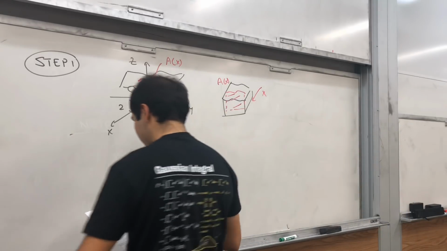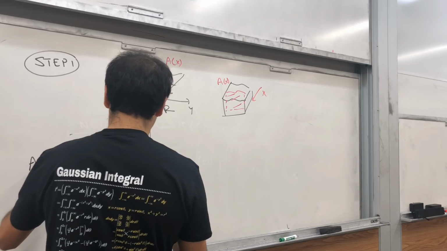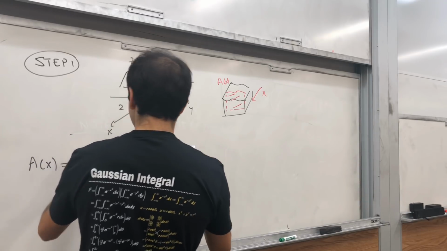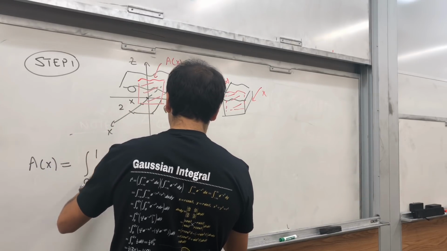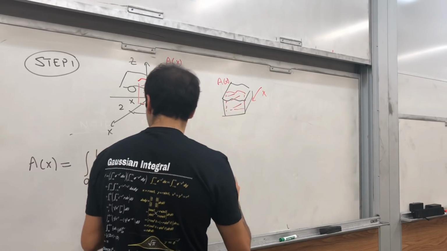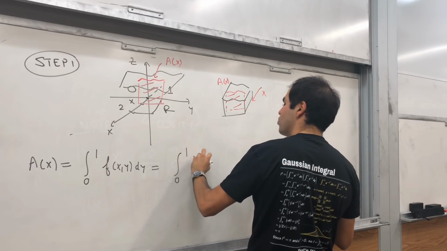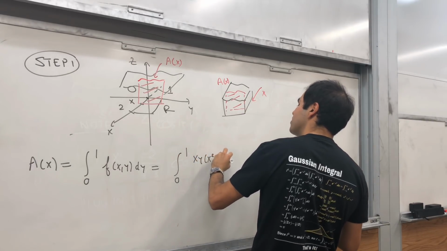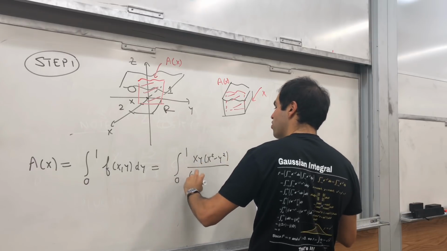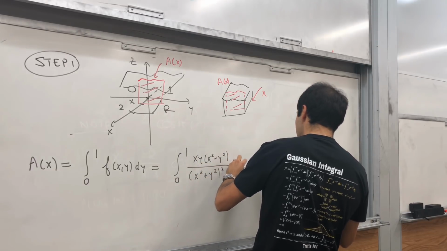So a of x becomes, in this case, the integral from 0 to 1 of f of x, y dy, which becomes the integral from 0 to 1 of xy (x squared minus y squared) over (x squared plus y squared) cubed dy.